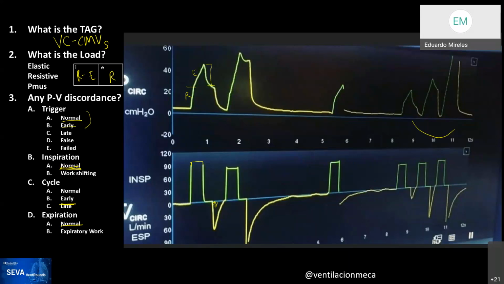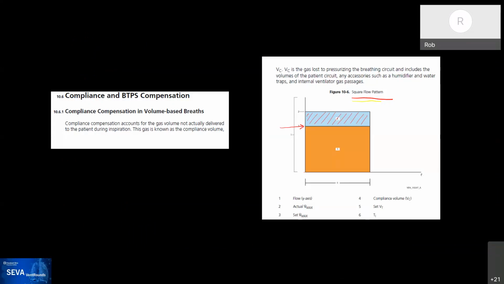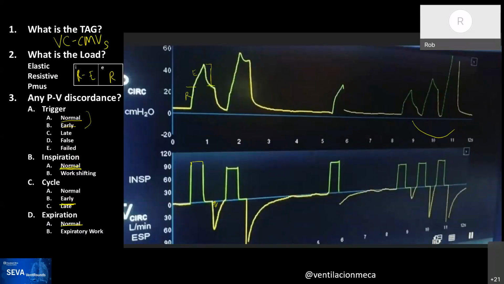Rob? I don't think it's compliance. As you can see, the peak pressure is increasing for those 3 breaths. Yeah. So the higher pressure in the circuit is more volume lost in compression in the circuit. And that's why the next time it gives a breath, it puts out more flow. So the higher the pressure, the more gas loss, the higher the flow's got to be to get the target volume. And that's what it's doing.